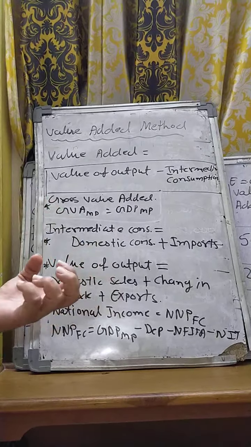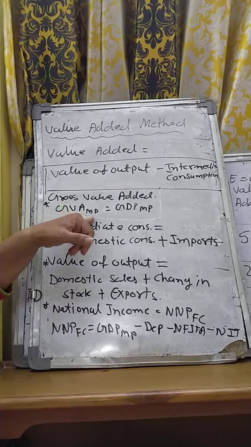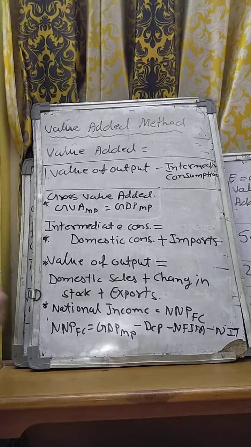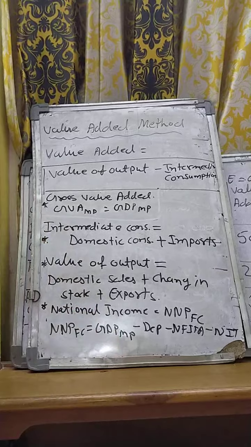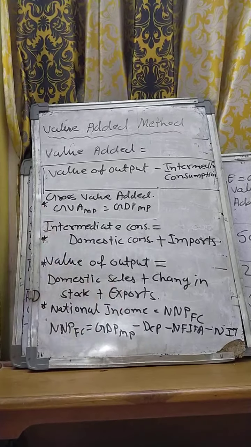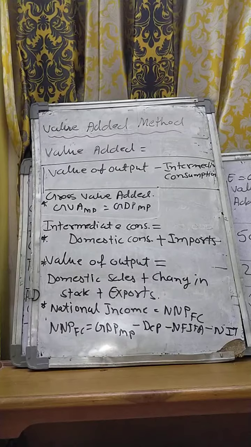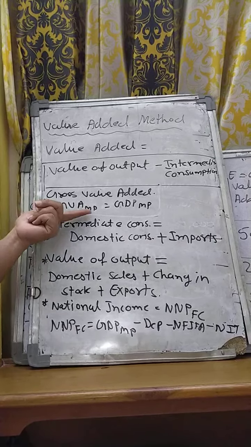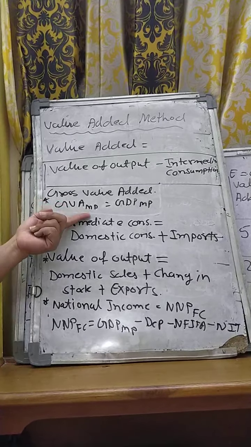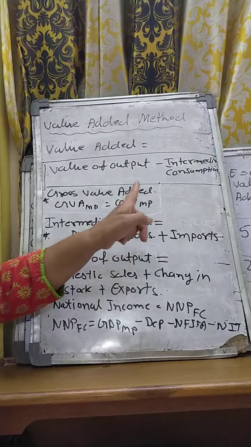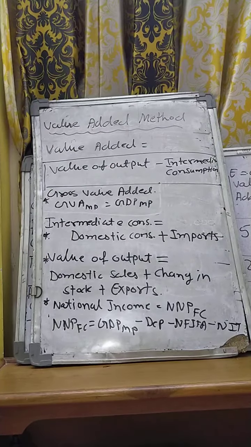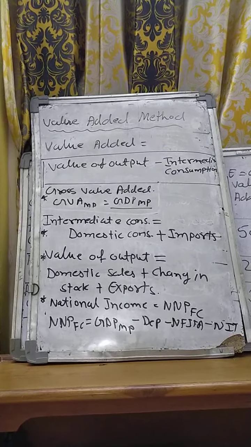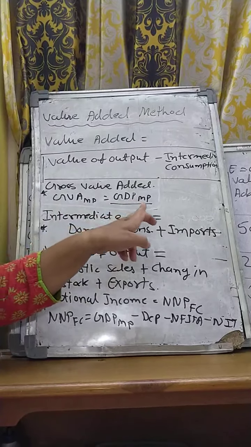Because we are preparing the final goods, and final goods we measure at market price, never at factor cost. We produce something from the intermediate goods. So intermediate goods become the final goods, and final goods are always calculated at market price. So whenever we calculate through the value added method, it becomes GVAMP, gross value added at market price, or in another way, gross domestic product at market price. This is very familiar to all of you because we already discussed it in the previous section. So GVAMP equals GDPMP.